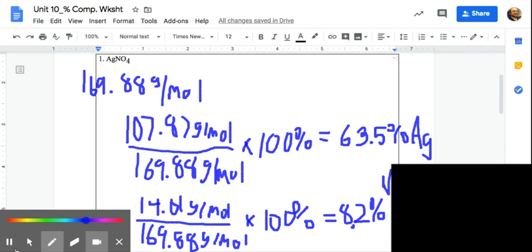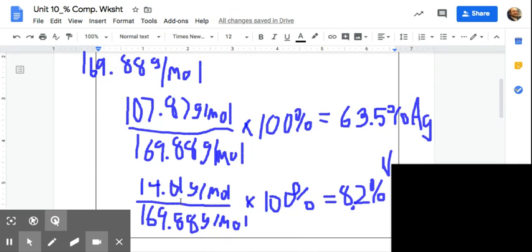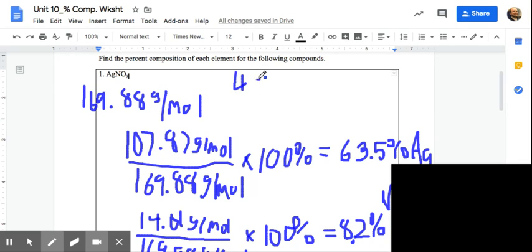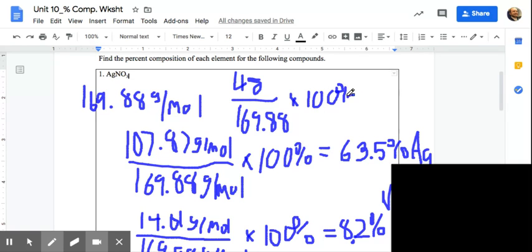And then the last thing that you would do is take O3 and divide it. So you'd basically do the 48, which you had for O3, and divide that by the 169.88. I'm definitely skipping some steps here. Make sure you write your units, guys. I'm not writing them right here, but you should definitely write them. Times 100%, and you'll get your percent composition for O3, and that will be the last step, and then this problem will be done. So that is going to be 28.3%.